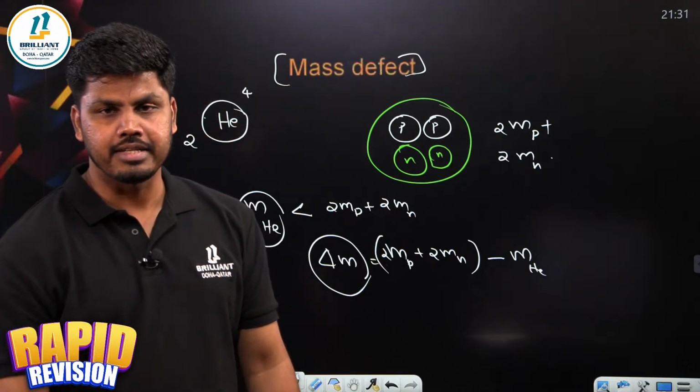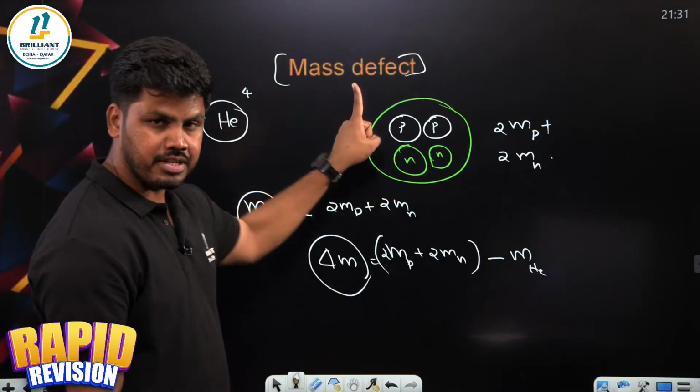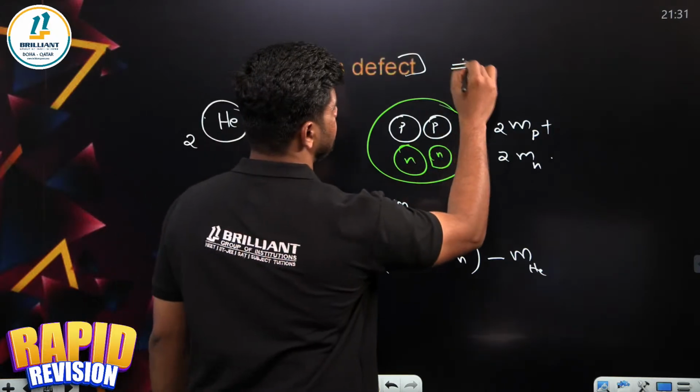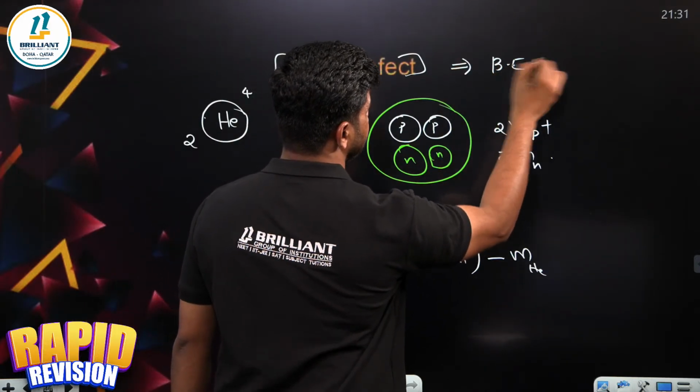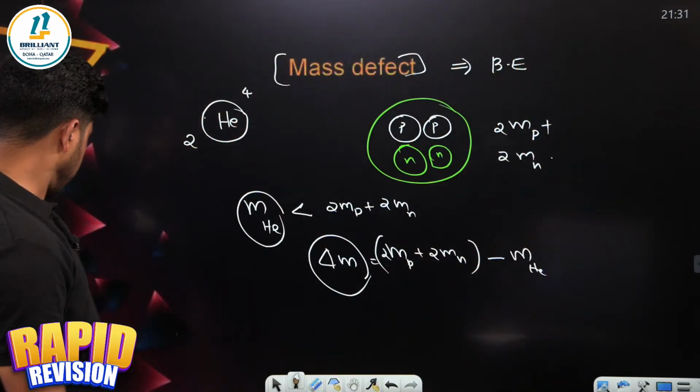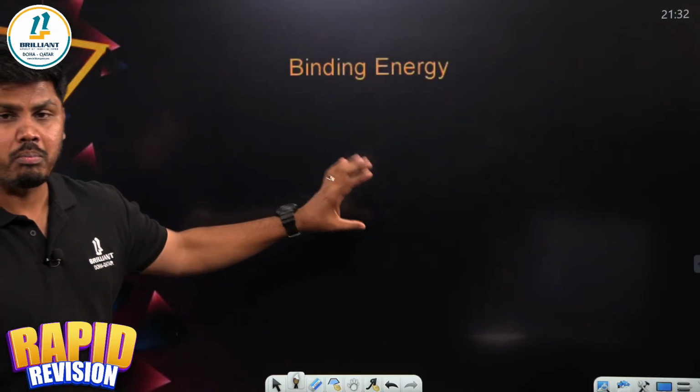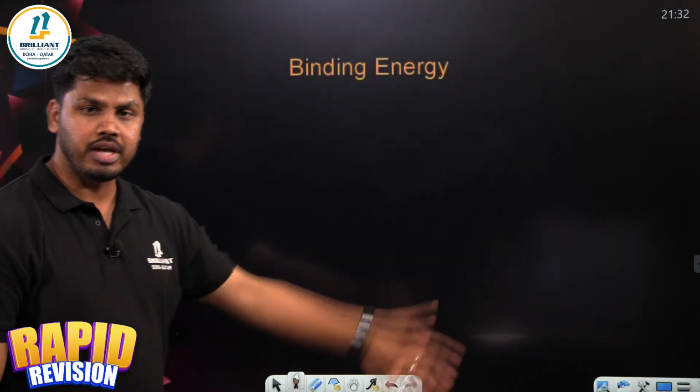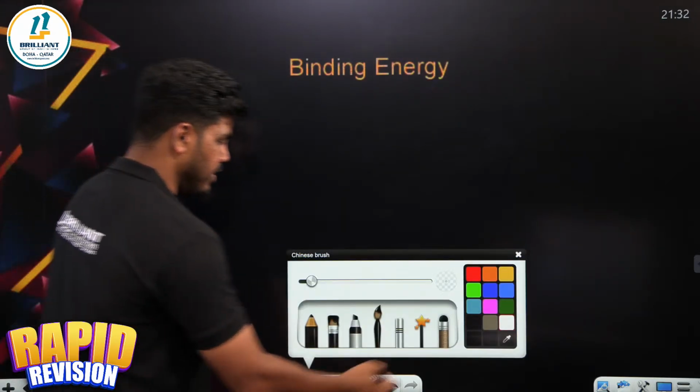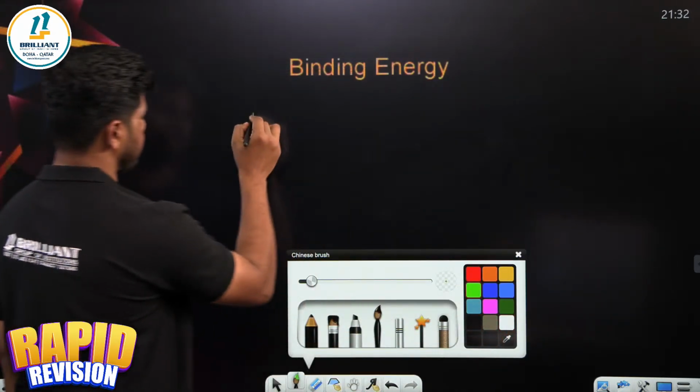And why this delta M? What is the importance of mass defect? This mass defect leads us into binding energy. And what is binding energy? Binding energy is the energy required to bind the nucleons together in a nucleus. Why do we need some energy to bind them together?